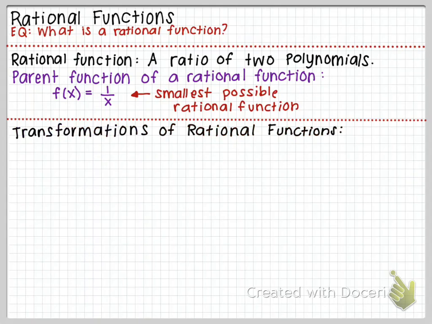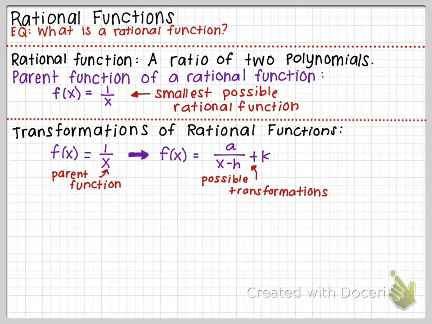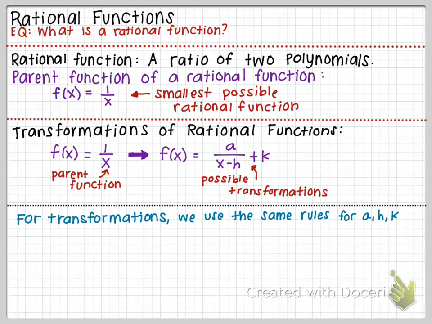Okay, so let's look at transformations. Transformations are going to be the same as they were for our quadratic functions. So remember a, h, and k? It does the exact same thing for a rational function. So to get from our parent function, our most basic function, to a transformed function, it's going to go from 1 over x to a over x minus h plus k. So let's review again. That's a parent function, and those are the possible transformations. Let's review the rules again for a, h, and k. They're exactly the same as we used for quadratics.